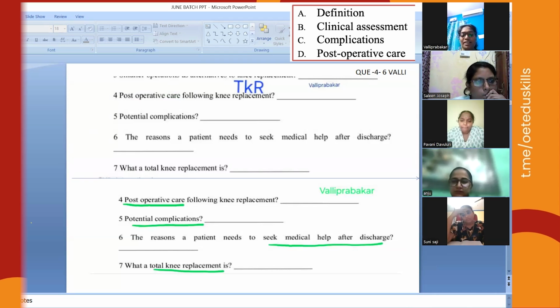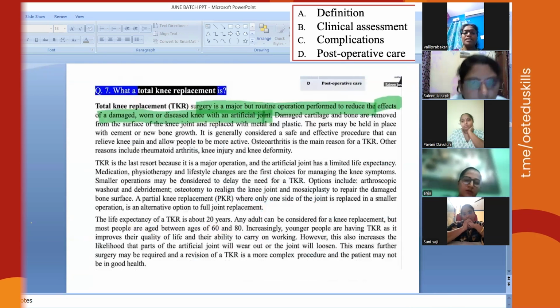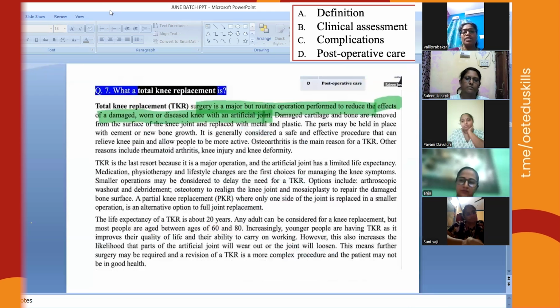What is total knee replacement? Here they are asking about what is total knee replacement. What this means, definitely we know is from the definition. So immediately we'll go to the definition text, which is text A. Here, see, this is the text A. It's all about definition. We have already given the heading to the text. So it's a total knee replacement.